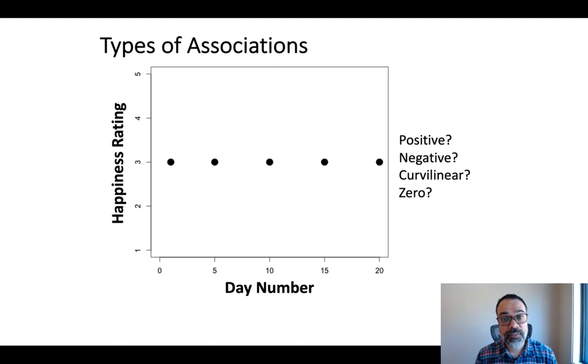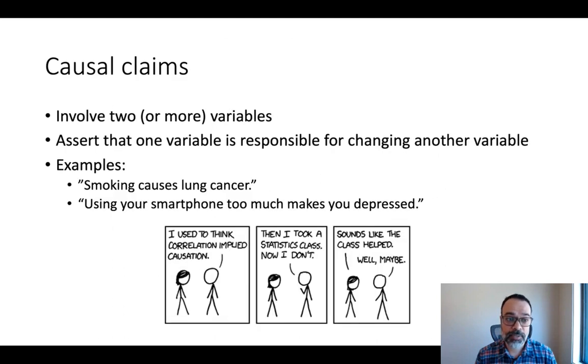Okay, the third kind of claim I want to talk about is causal claims. Causal claims involve two or more variables, and they go beyond an association. An association just says there's a relationship there, a statistical or a pattern relationship. With a causal claim, we're going beyond that, and we're asserting that one variable is actually responsible for changing another variable. So an example of that might be smoking causes lung cancer, or using your smartphone too much makes you depressed. These would be causal claims. Someone is saying that one variable, like whether or not you smoke, is responsible for another variable, like whether or not you develop lung cancer.